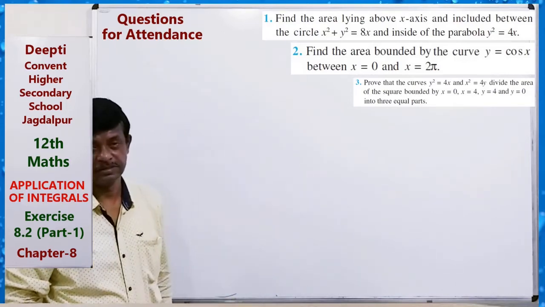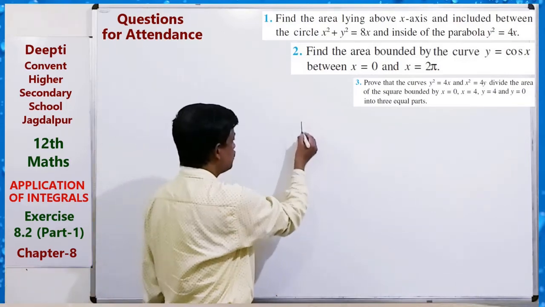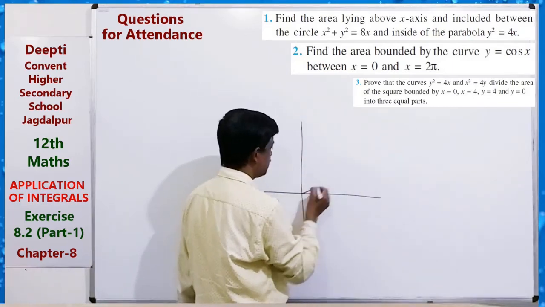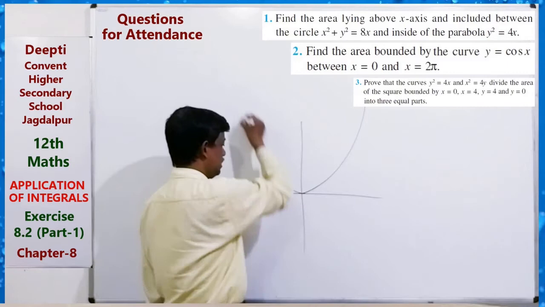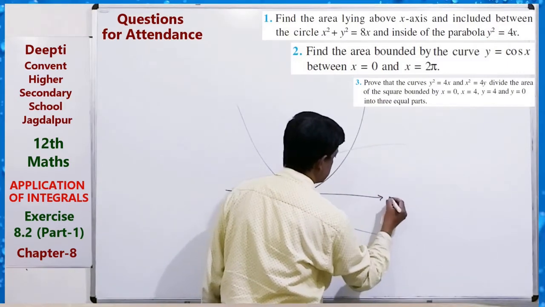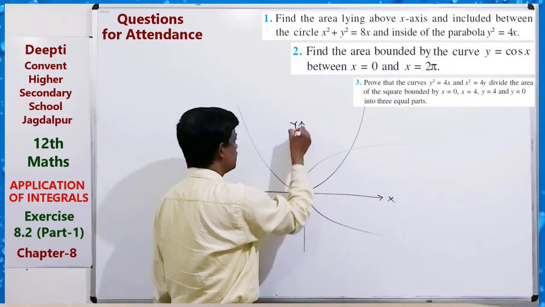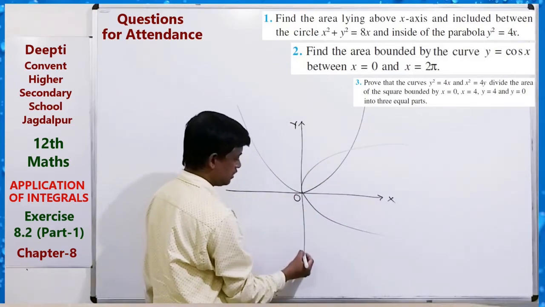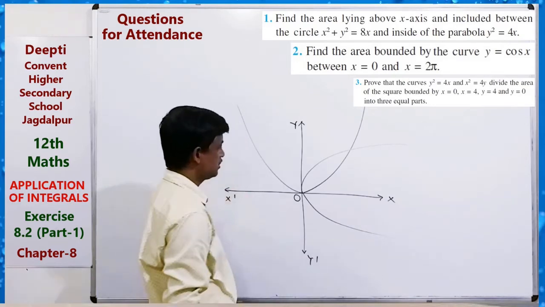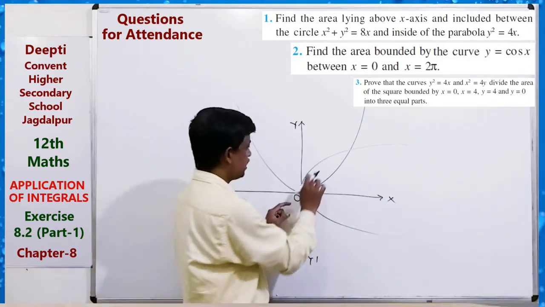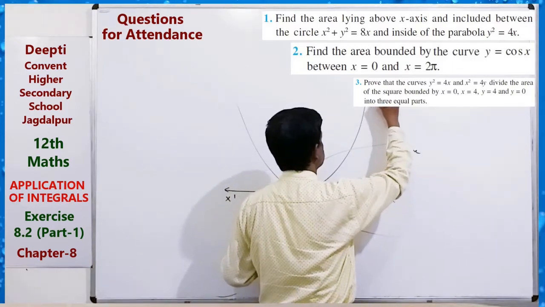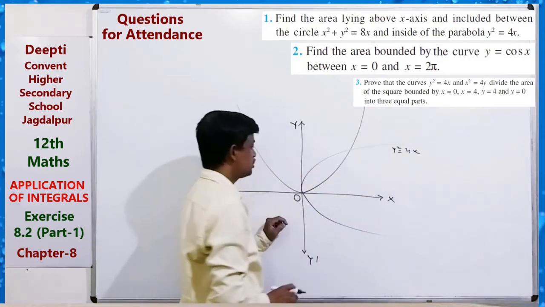Curve x equal to 0. The first curve is this, the second curve is this. This is the x-axis, this is the y-axis, this is the origin. This parabola is, we know, y square equal to 4x, and this parabola is x square equals to 4y. These two parabolas, curves, divide this.